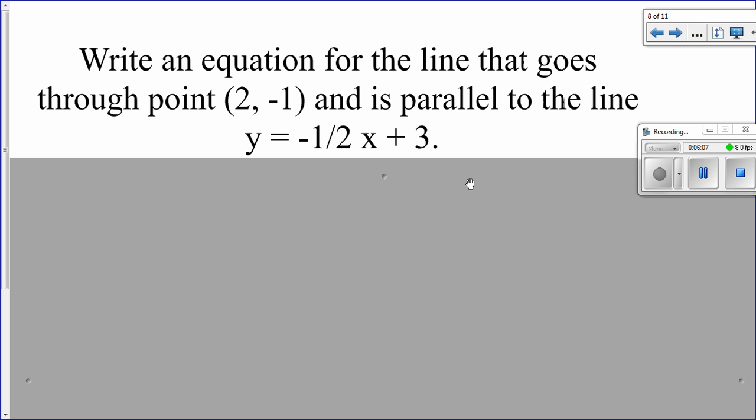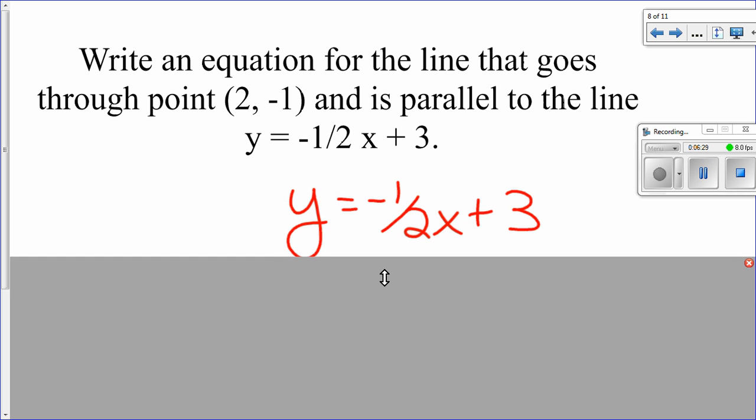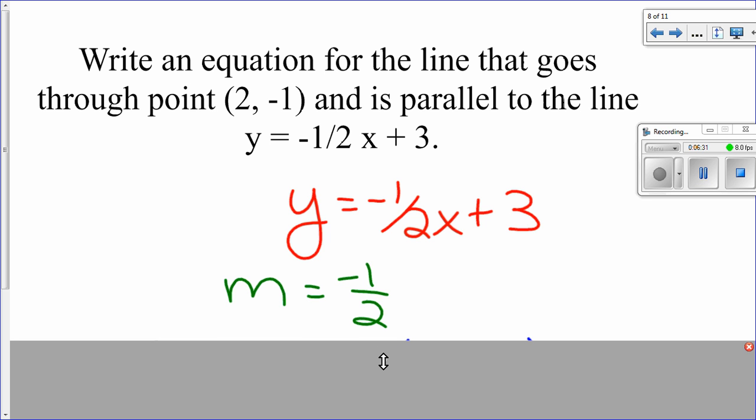Write an equation for a line that goes through point (2, -1) and is parallel to the line y equals -1/2 x plus 3. Again, it doesn't say what format we have to put our equation in, so keep that in mind. This is in slope-intercept form, so we know that our slope is -1/2. If the line is parallel, our slope is also going to be -1/2.